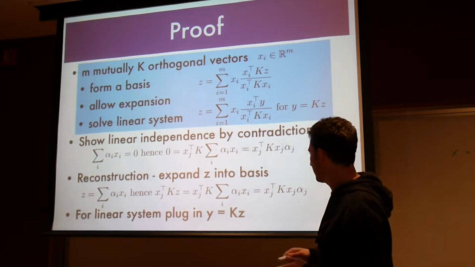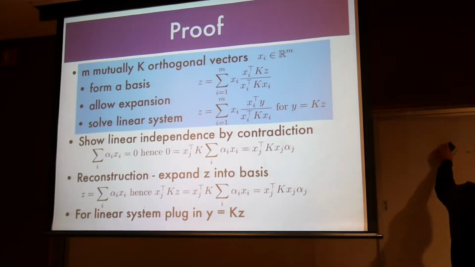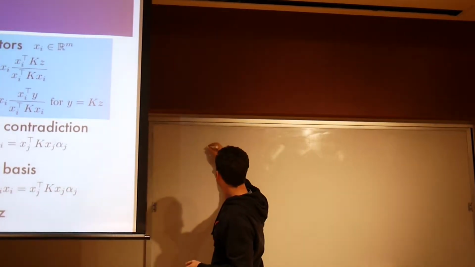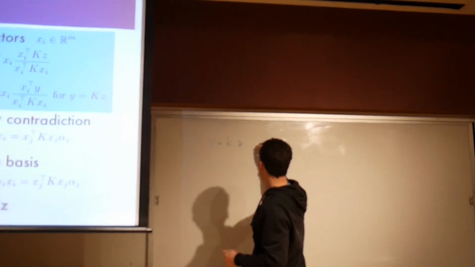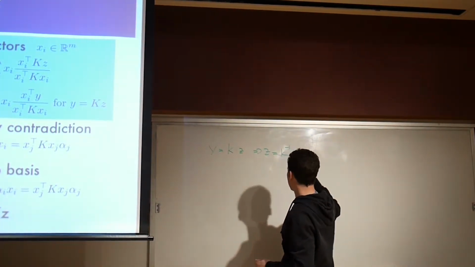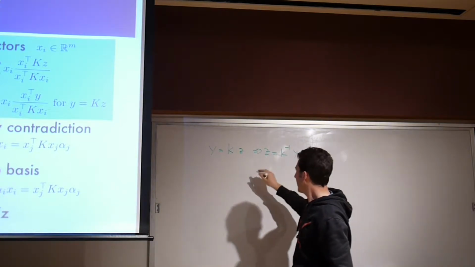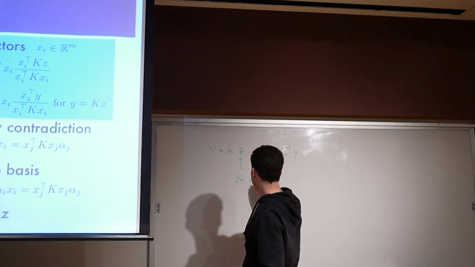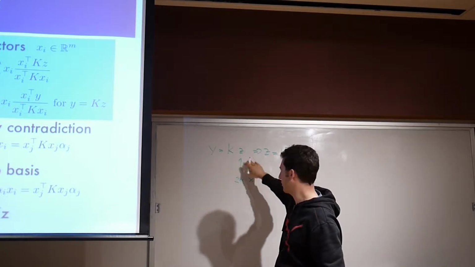Let me just write out exactly what that means. So if we have y equals K times z, then I can of course solve for z being K inverse y. Now if I don't really want to explicitly compute this, I can just plug in here, well, sum over alpha i xi. Because it's a basis, I can do that.